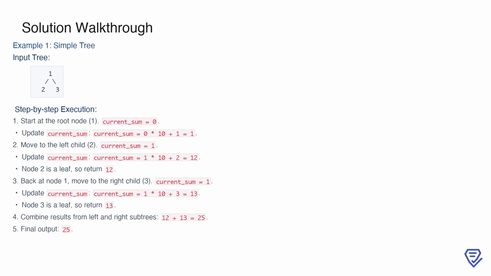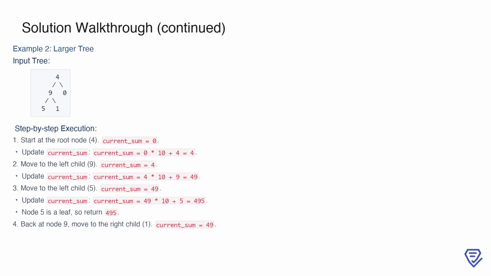Next, we go back to the root node and move to the right child, node 3, where current_sum is still 1. We update it similarly: current_sum equals 1 * 10 + 3 equals 13. As node 3 is also a leaf node, we return 13. Finally, we combine the results from the left and right subtrees by summing them up, 12 plus 13 equals 25. So, the final output for this tree is 25.